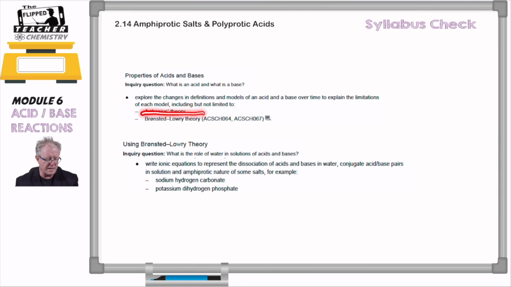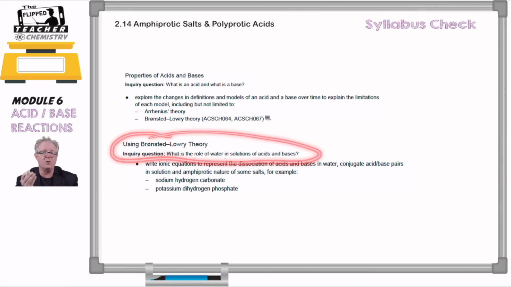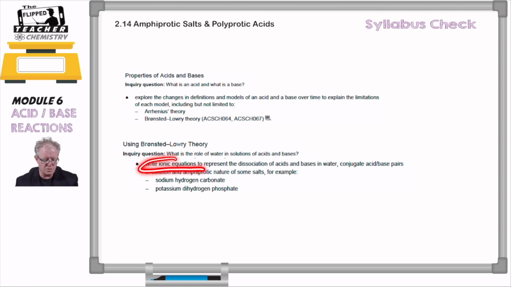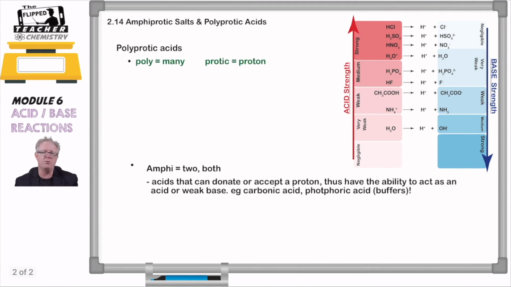I've linked this one back in because, of course, we're still on Brønsted-Lowry theory. In fact, the next inquiry question delves more deeply into the Brønsted-Lowry theory. But it says write ionic equations to represent dissociation of acids and bases in water, and conjugate acid-base pairs. Looking at these two here, which we touched on in the last example, we're going to bring them to the fore again.